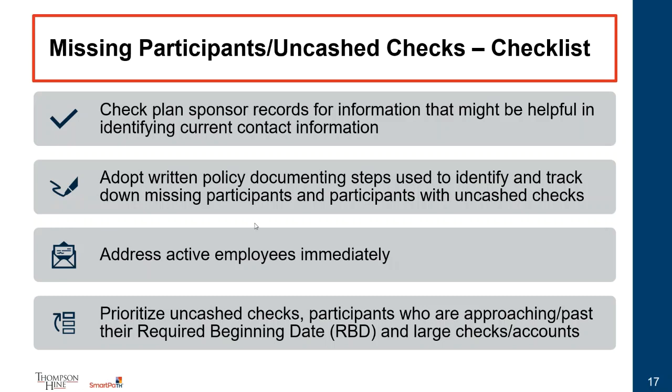Address active employees immediately. This may sound ridiculous, but when you get that list of missing participants, there's almost always a subset of people on there that are active. I don't exactly know how this happens, but somehow there's a disconnect between the address in the employer's records and the address at the record keeper. But if you think about it, if you're giving them a paycheck and sending them a W-2, you should have a current mailing address for those individuals. So those are kind of low-hanging fruit.